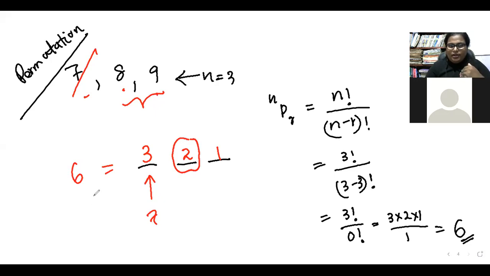Here let me write down all the permutations. I will write down and show all the permutations here. In the question it is also given to write all permutations. You know that now we can arrange these numbers 7, 8 and 9 in 6 ways. Now we have the answer 6 here. Let's see what these 6 ways are, right?